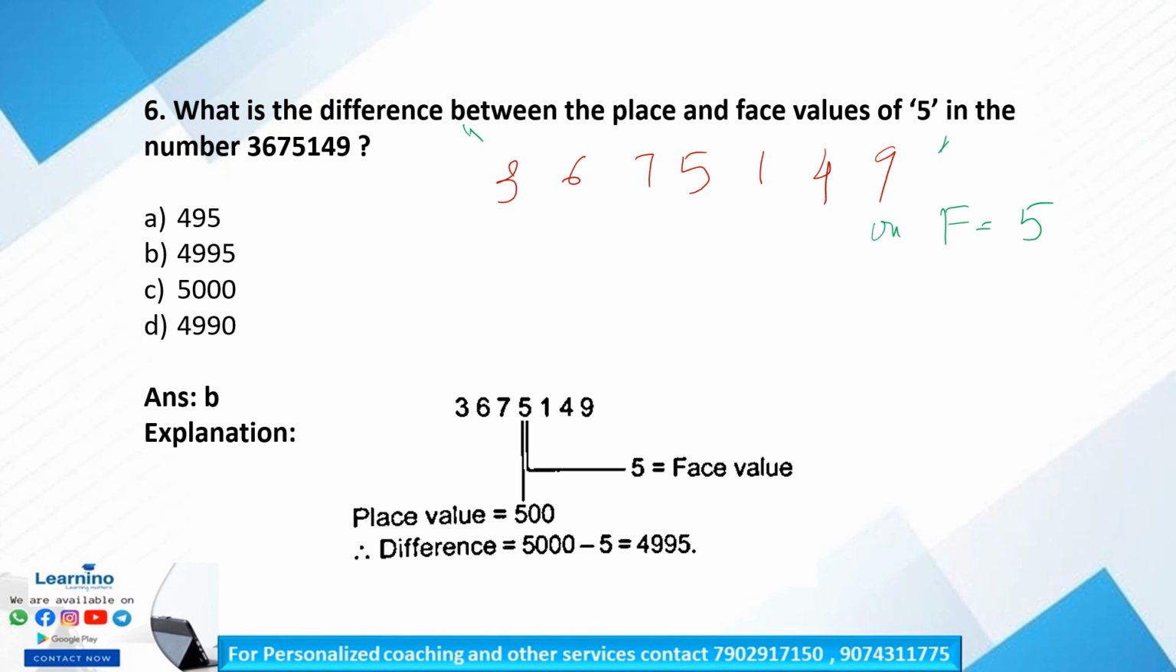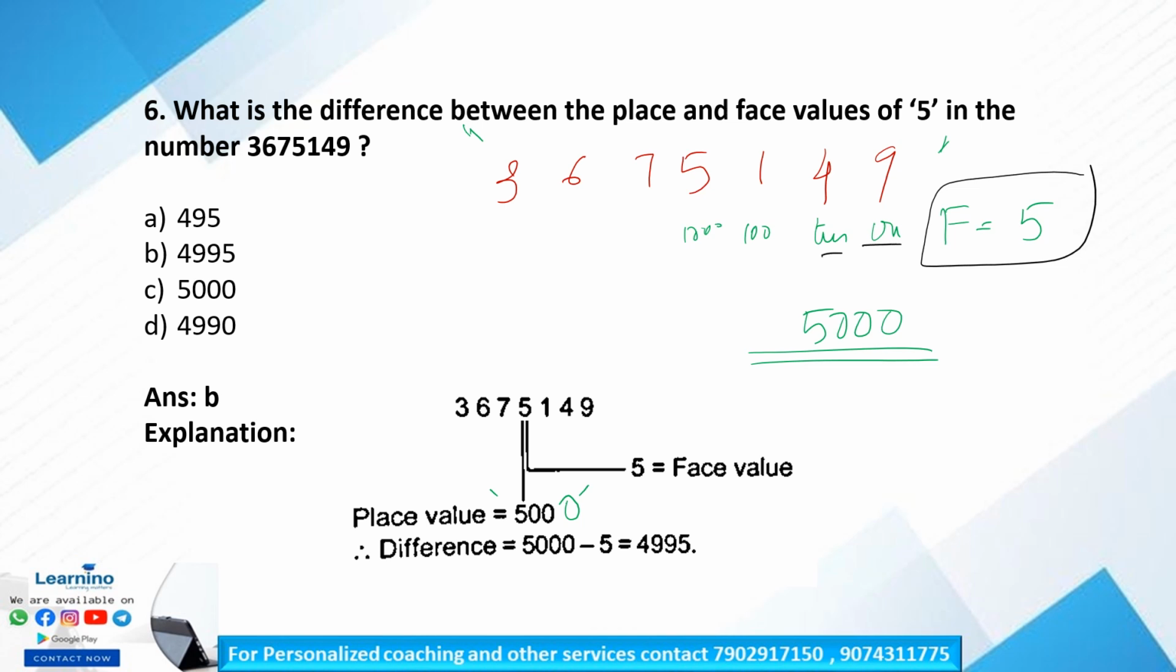It is ones, tens, hundreds, thousands. So 5,000 is the place value. So here it is 5,000, right? The face value of 5 is 5 alone, and the place value is 5,000. Is that clear? So the difference between the place value and face value is 5,000 minus 5, which is equal to 4995. So our correct answer is option B, 4995.